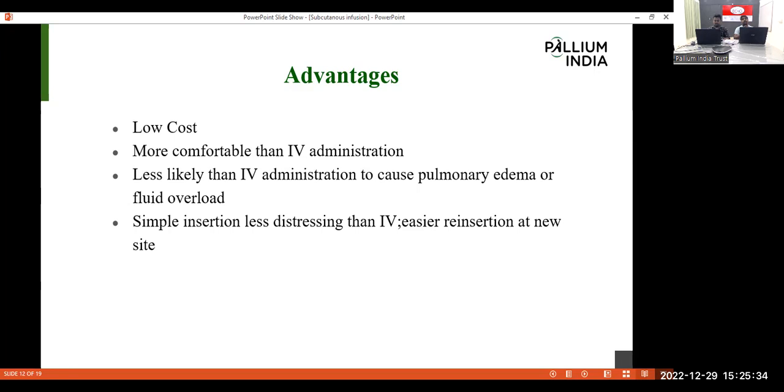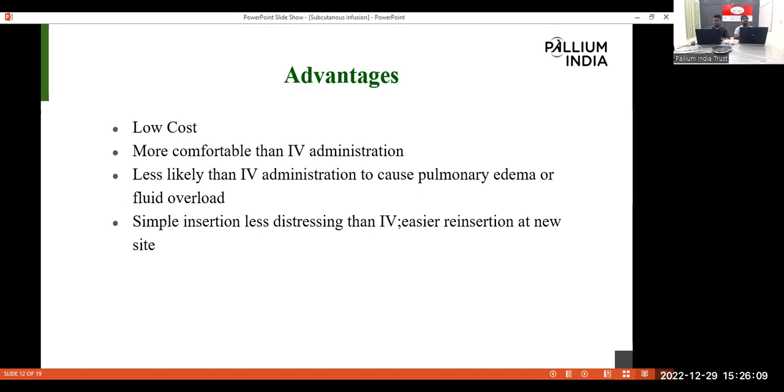Already I told you, the IV means the intravenous route, which goes directly into the circulatory system. So if any fluid overload happens, it will cause pulmonary edema and similar complications. But in subcutaneous, there is no involvement of the circulatory system. Only absorption from the tissue is happening. So if any complication happens, it will affect only that site. So there are fewer complications with the subcutaneous injection.